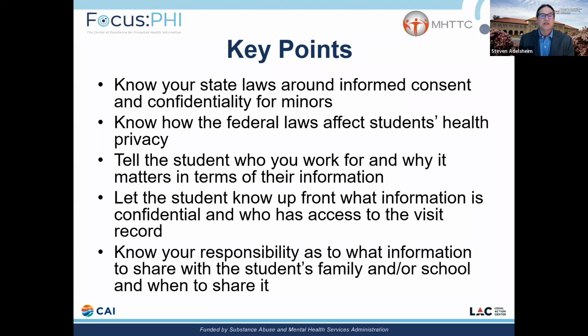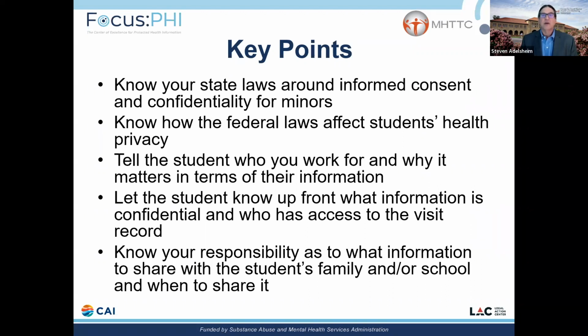Here we've really just been talking about how the federal laws affect privacy, but the state laws, as you can hear, are really critical and are going to vary by whatever state you're in. It's important when you meet with your students that they understand who you work for and why it matters in terms of their health information, whether it may fall under FERPA, and have an impact in relation to communication with family members or otherwise.